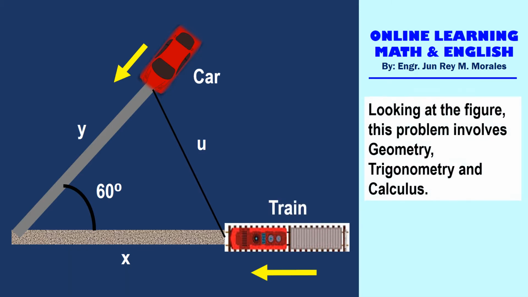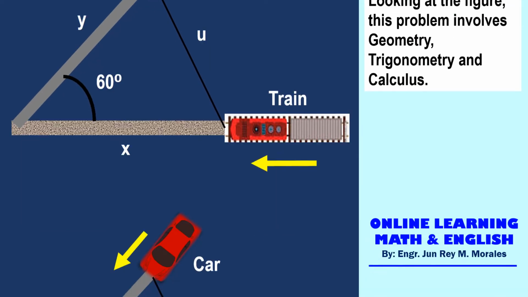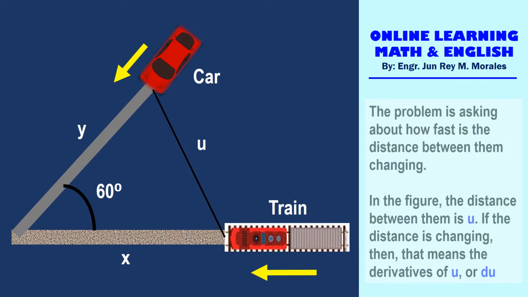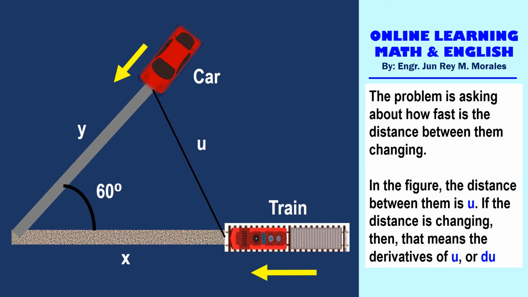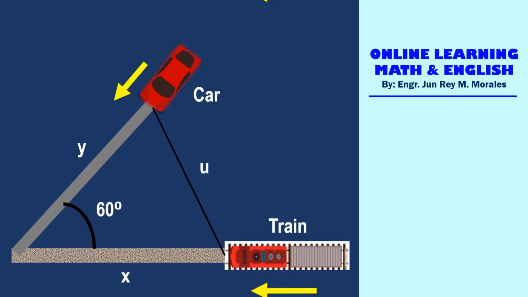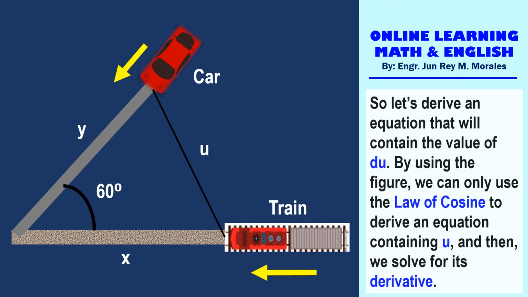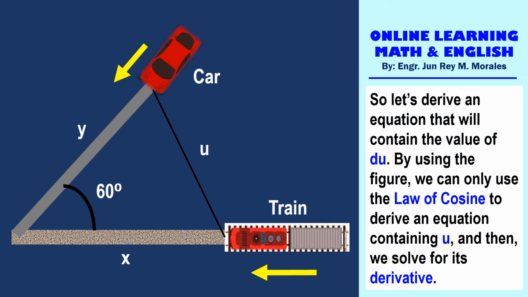Looking at the figure, this problem involves geometry, trigonometry and calculus. The problem is asking about how fast is the distance between them changing. In the figure, the distance between them is u. If the distance is changing, then that means the derivatives of u are du. So let's derive an equation that will contain the value of du.